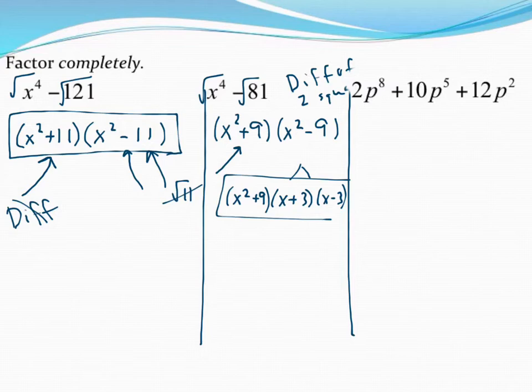Start out with greatest common factor. This time there is one. Everything's divisible by 2, and they all have a p squared in common. So I'm going to factor out a 2p squared, leaving me with p to the 6th plus 5p to the 3rd, and then plus 6.